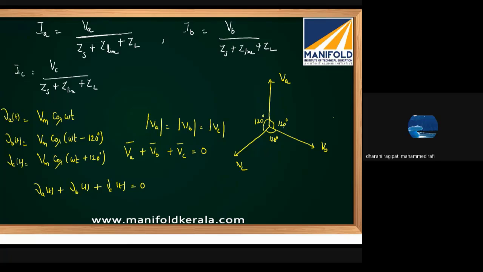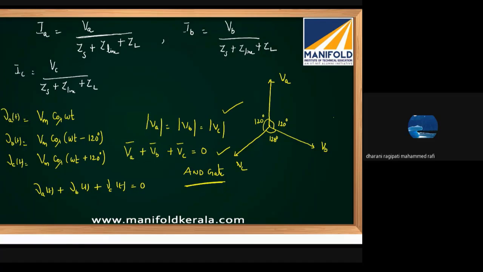So when do we say that the three phasors are balanced? When their magnitudes are the same and when their phasor sum becomes zero. Both these conditions must be satisfied. That is, it is an AND gate between both the conditions. If one condition is satisfied and the other condition is not satisfied, then it is an unbalanced system. Both conditions must be satisfied.